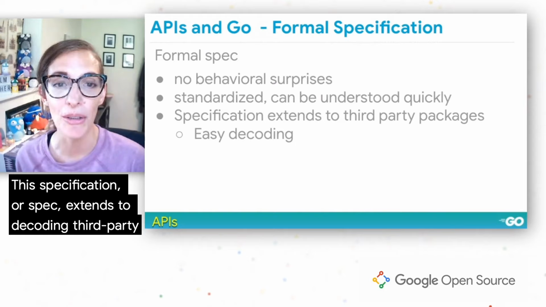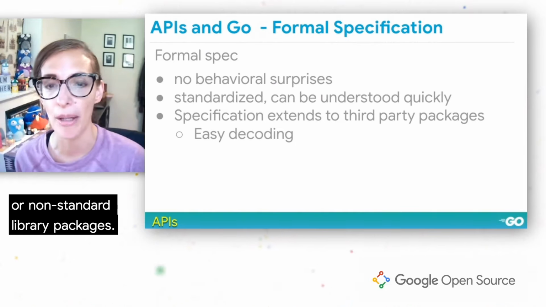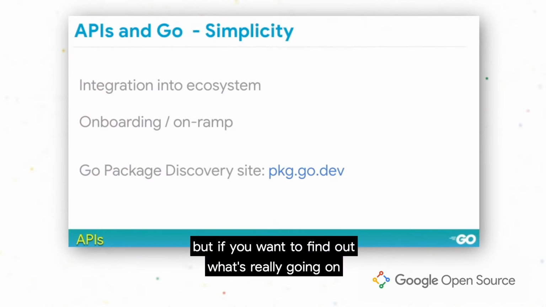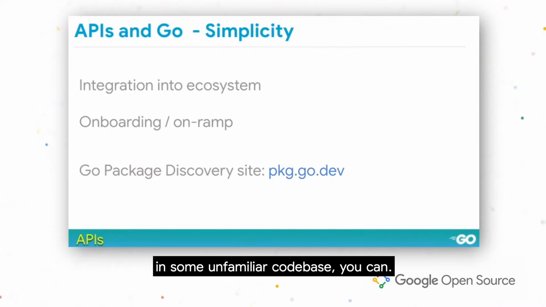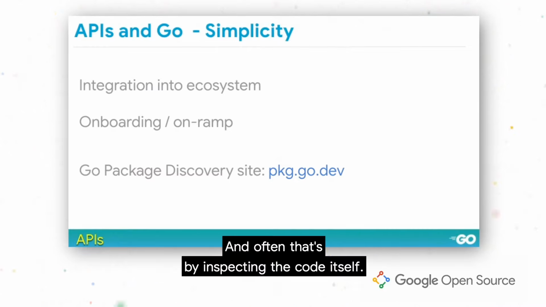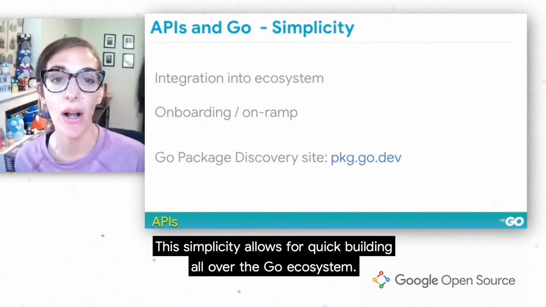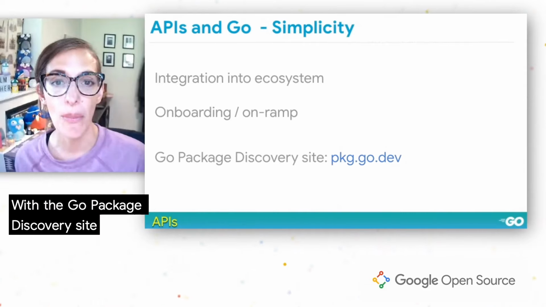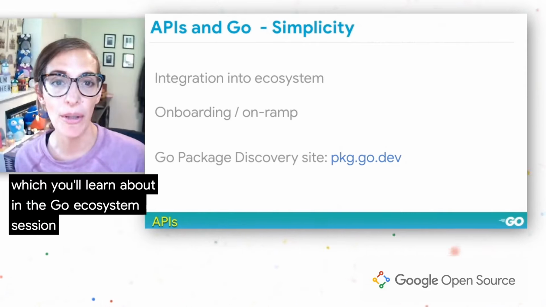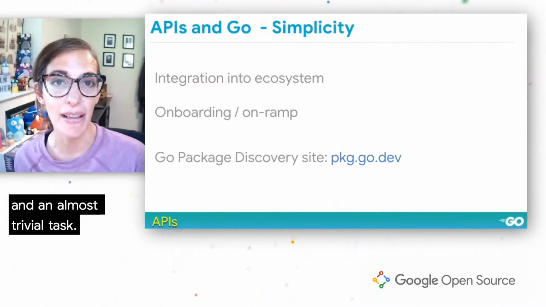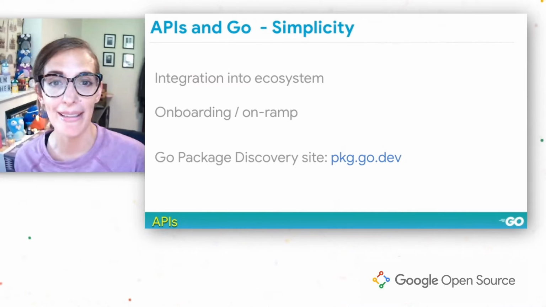This specification, or spec, extends to decoding third-party or non-standard library packages. Speaking of third-party packages, Go is simple enough that if you want to find out what's really going on in some unfamiliar code base, you can. And often that's by inspecting the code itself. This simplicity allows for quick building all over the Go ecosystem. With the Go package discovery site, which you'll learn about in the Go ecosystem session, finding which packages and APIs are best for the job is easy and an almost trivial task.